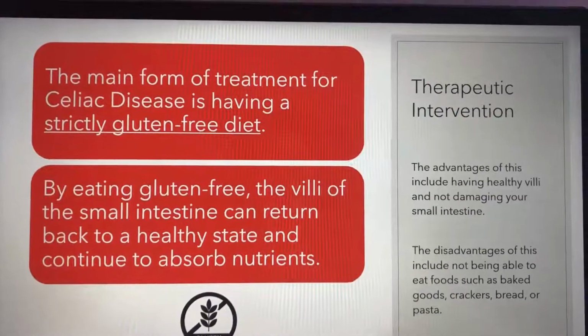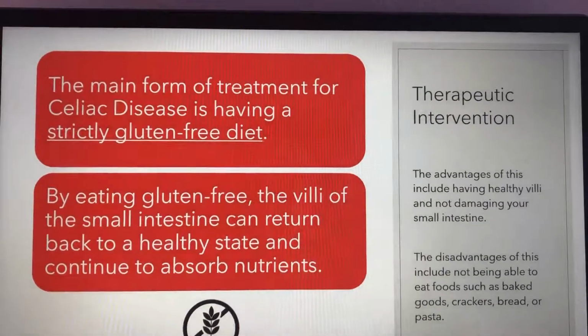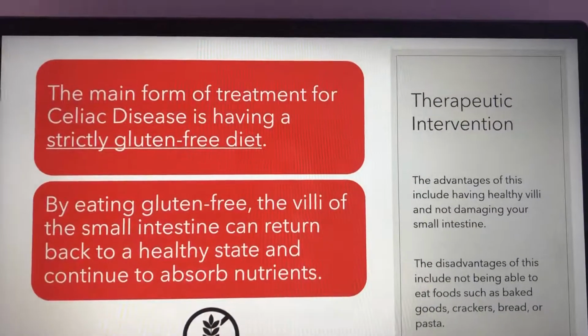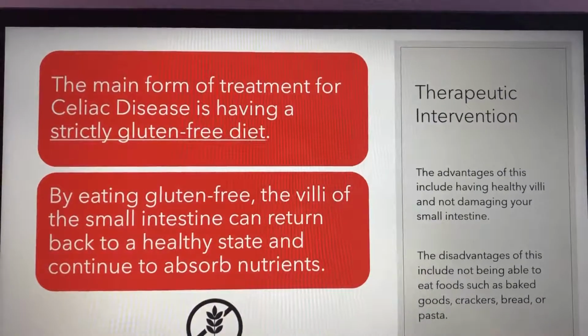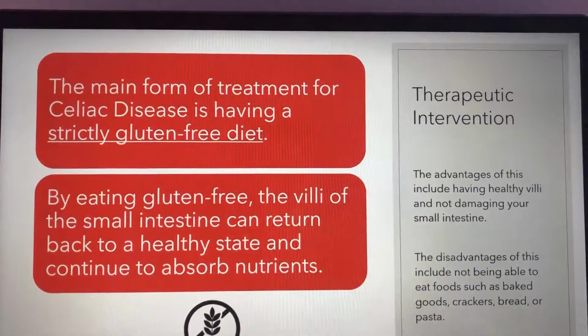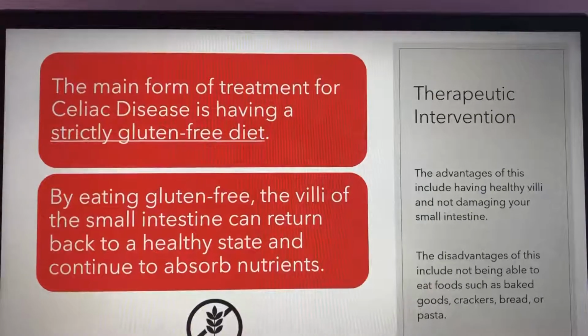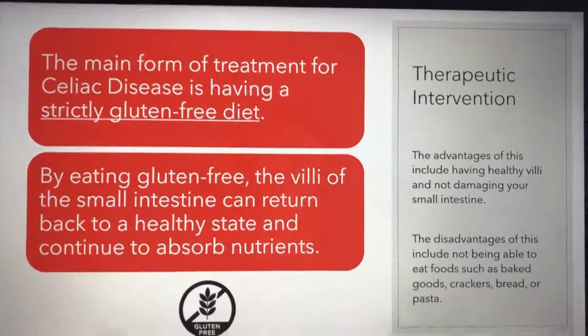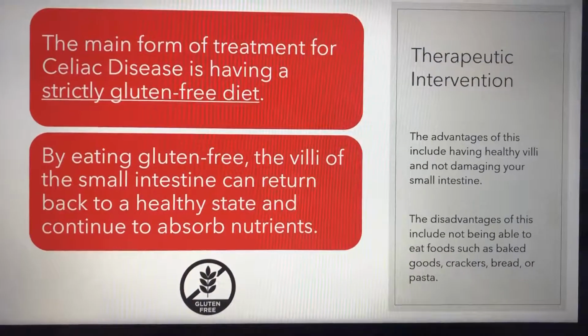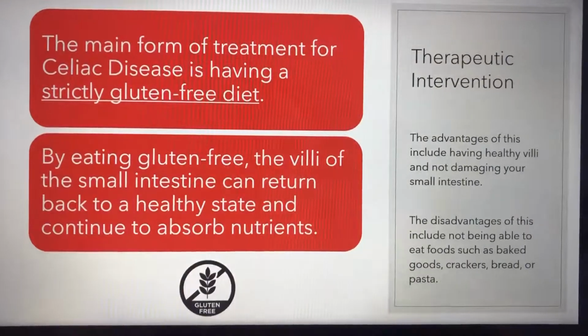By healthy villi existing inside your small intestine, your body will no longer be damaging to itself, as it can now properly absorb nutrients, and the individual with the disease will no longer feel discomfort. This is done simply by removing gluten from your diet.